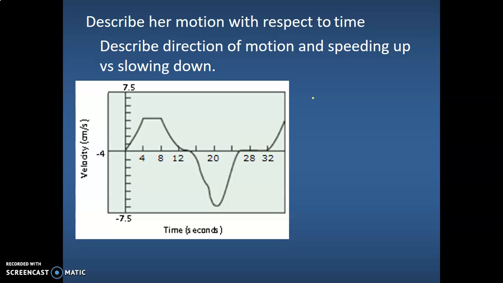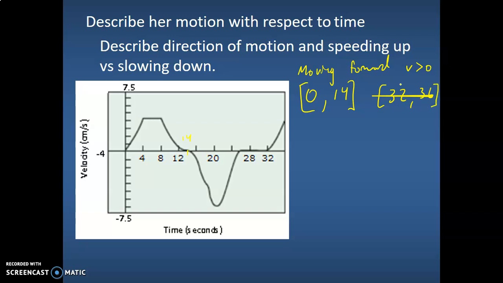All right, so let's think about when she's moving forward or backwards first of all. So moving forward would mean that the velocity is positive. So we're moving forward in between 0 and let's call this, I don't know, let's call that 14 seconds. So we're moving forward from 0 to 14, and then we start moving forward again out here from 32 to 36. We're moving backwards. The velocity would be less than 0, in between 14 and 32.